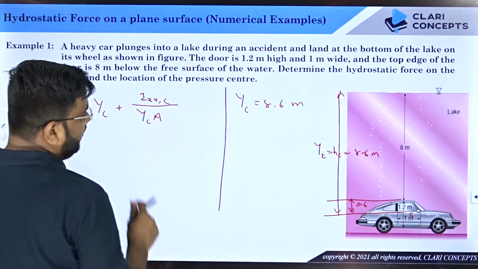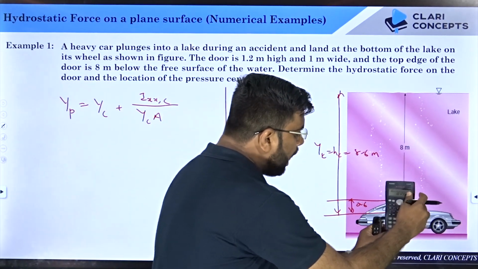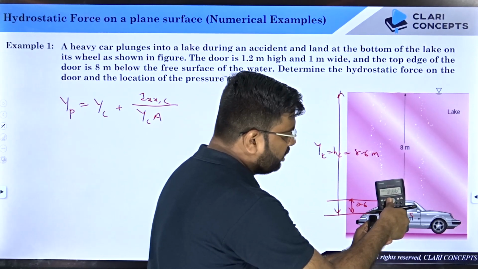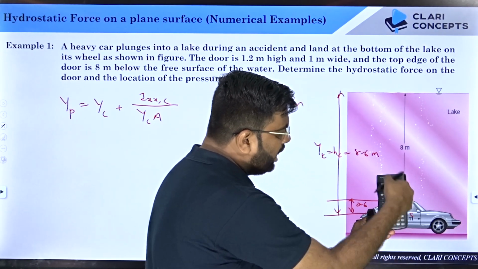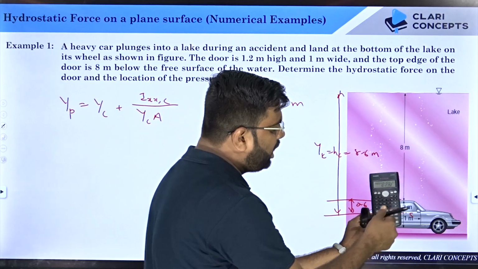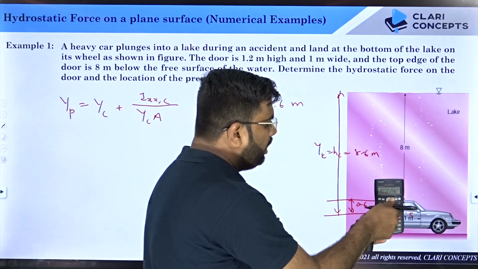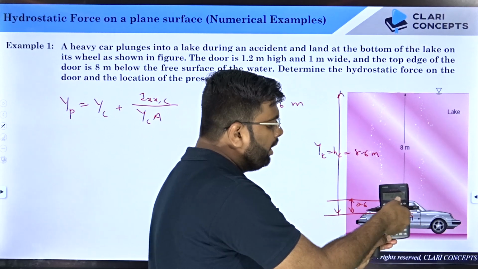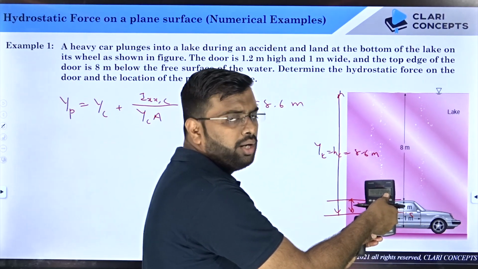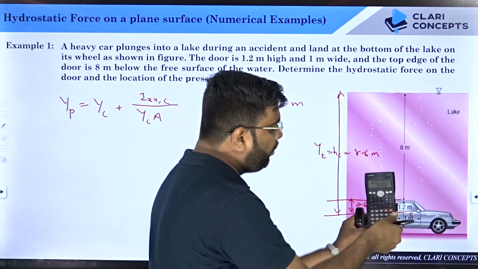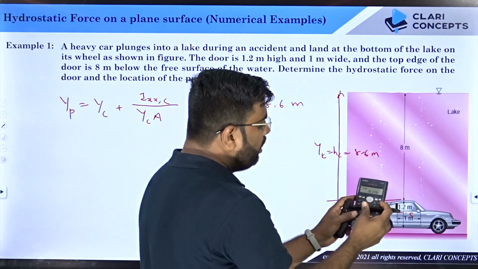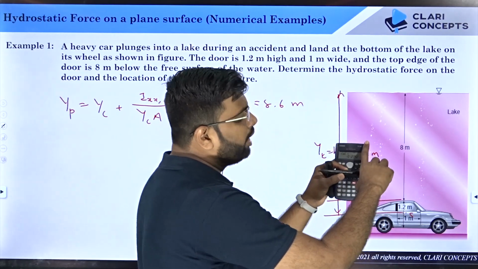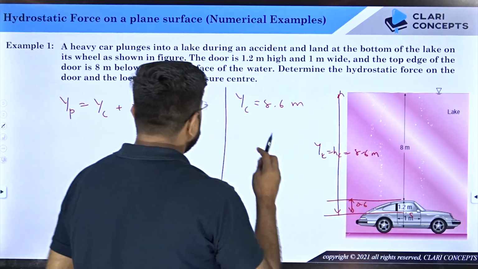Now what is Ixx? See, this is the door. Ixx means the central point is somewhere over here, and your x-axis is like this. So you need to calculate the area moment of inertia of this area from this axis. This is 1.2 and this is 1 meter. So you need to do BD cube by 12. If I want Ixx, I hope you are aware that for the x-axis, the cube you will take will be of the perpendicular line, in order to remember this, right?